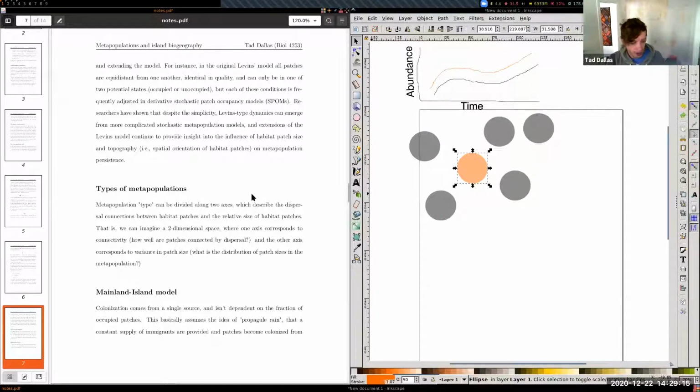Okay, so now we have our idea of metapopulations. We have an idea of what they are. Hopefully we have gone over the original metapopulation model, which sort of ignored most of the metapopulation fun bits, right? Like the actual population dynamics in each patch, but we'll get to that. Now I'm going to talk about different types of metapopulations.